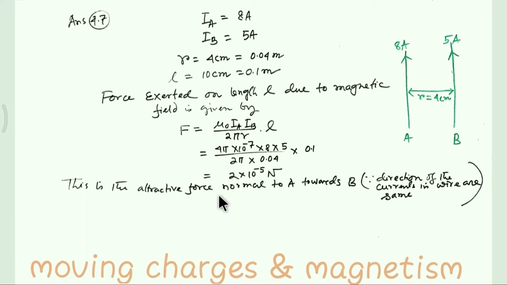This is the attractive force, because we know when the two currents are flowing through two conductors which are placed parallel to each other and in same direction, then it will be attractive in nature. Directions of the currents in the wire are same, that's why they will be attractive in nature.